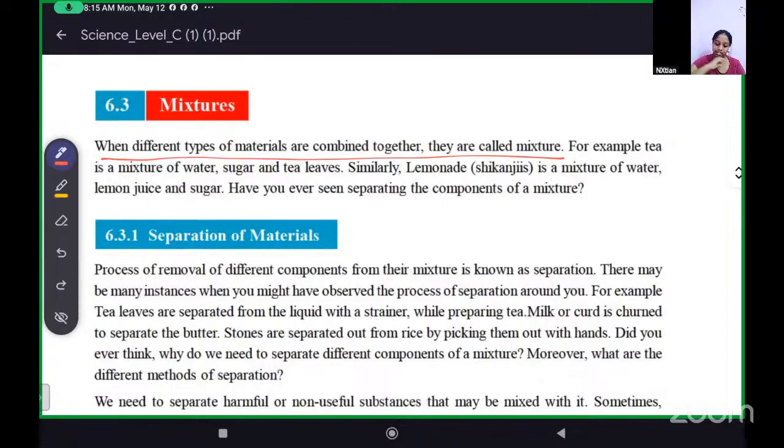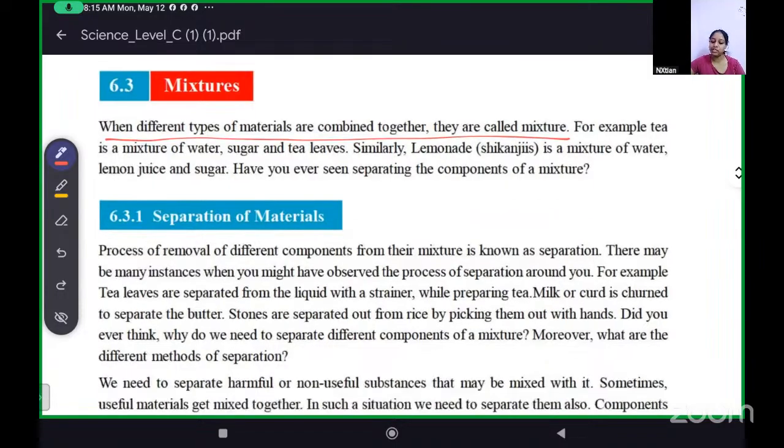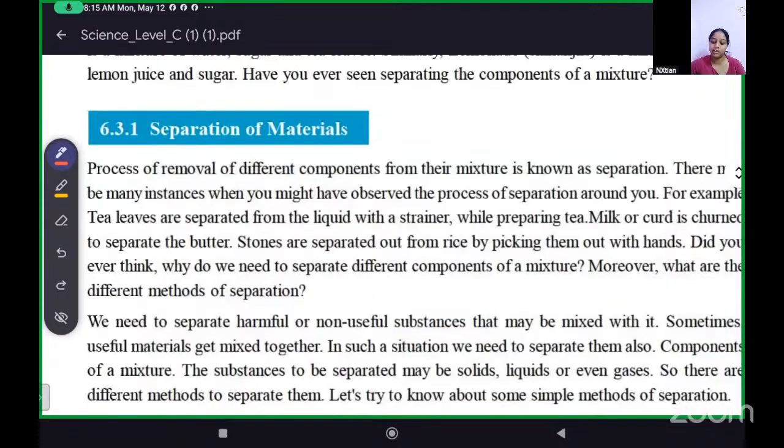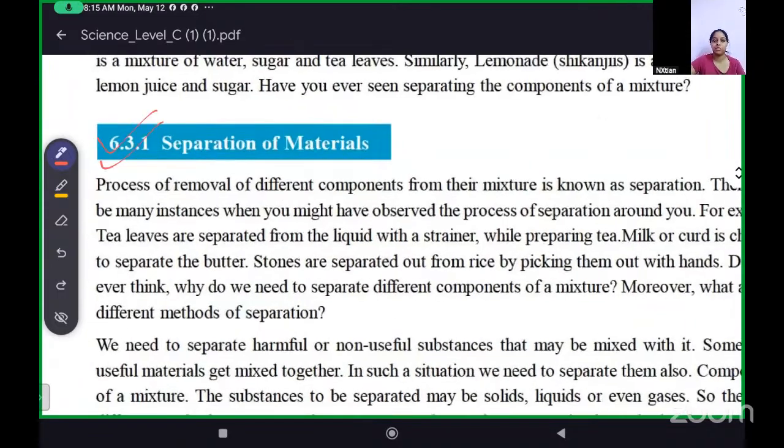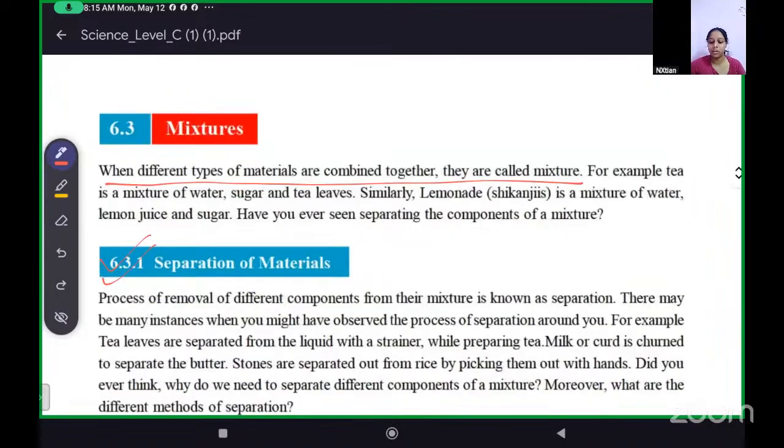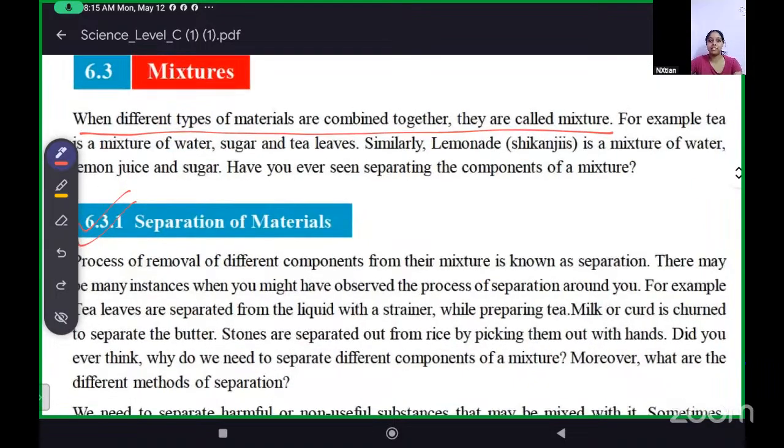Then there is separation of materials. How can these materials be separated? This we will cover tomorrow. Okay, we will stop here for today. And a 5 minute break is there for you all, and then we'll continue with math.